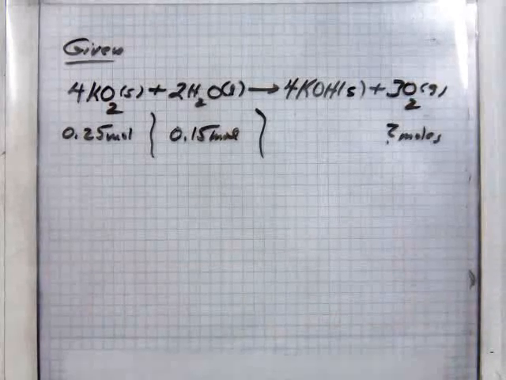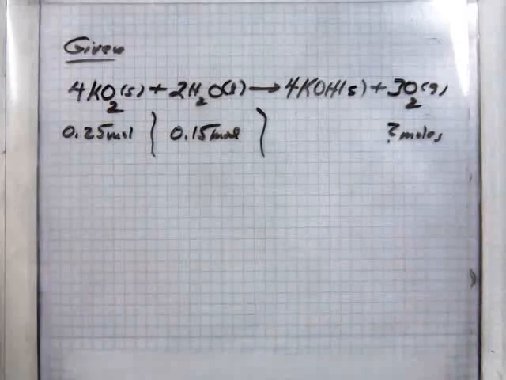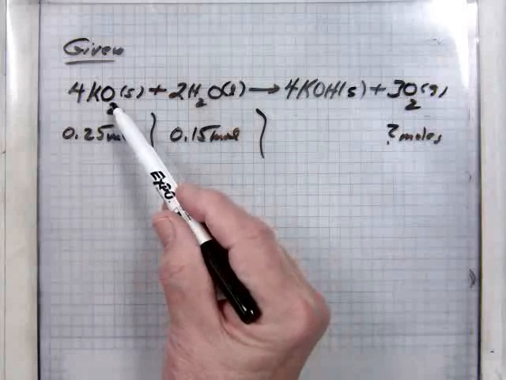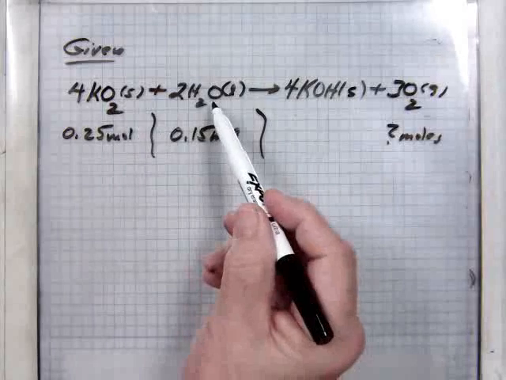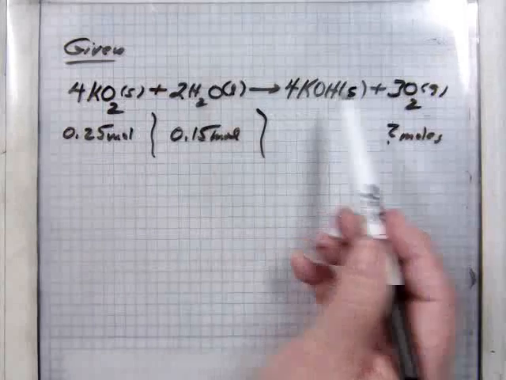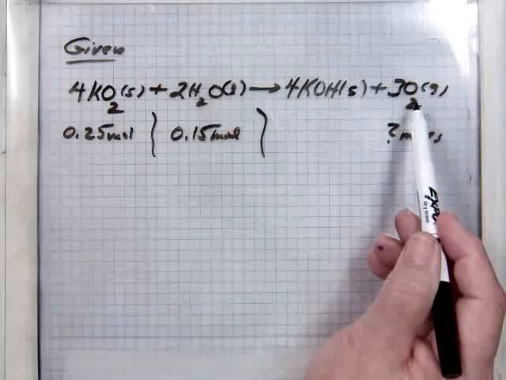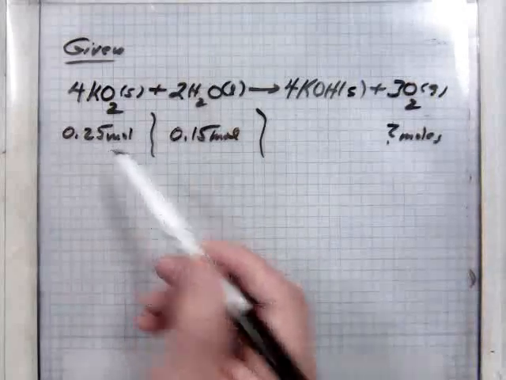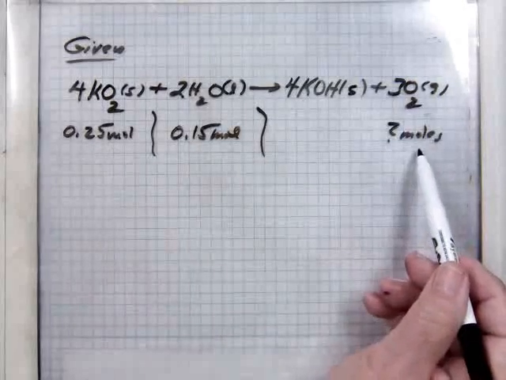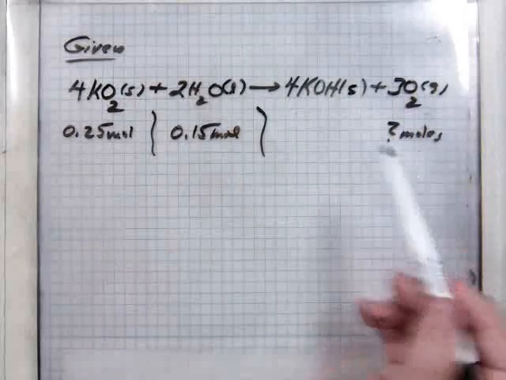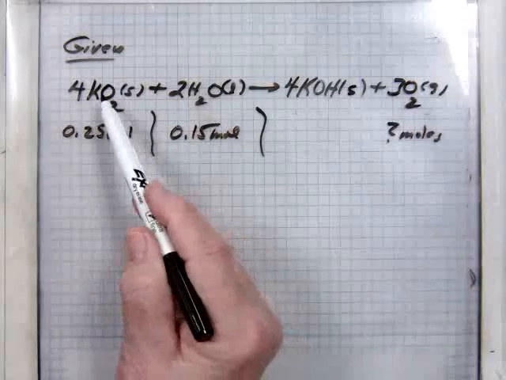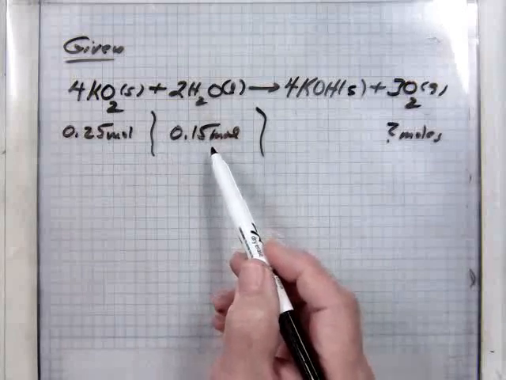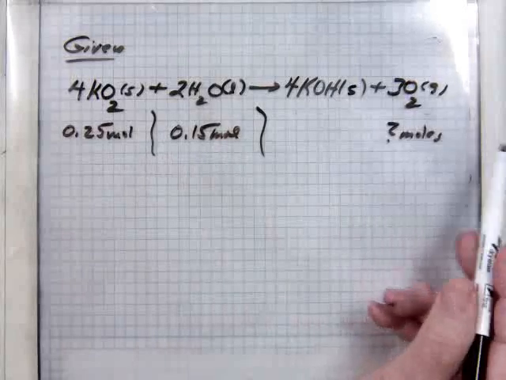Okay, you're given this reaction. It's called a rebreather reaction because it's using potassium superoxide is what that's called. Reacting with water to produce potassium hydroxide and generates oxygen out of this reaction. Now, what they're asking is how many moles of oxygen will be produced given 0.25 mole of potassium superoxide and 2 moles of water to produce the oxygen.